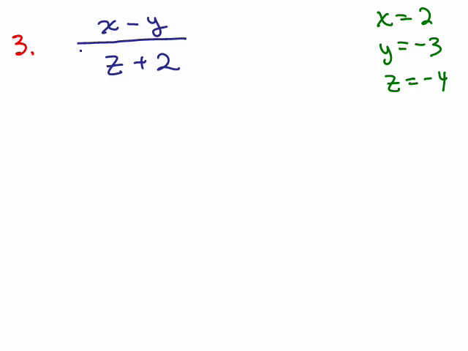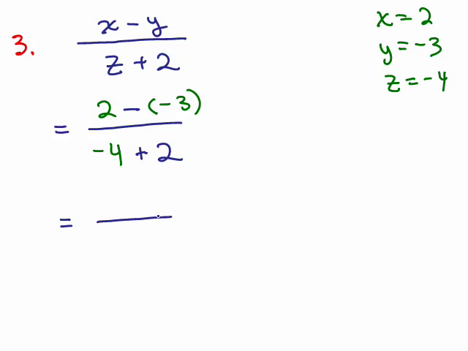We have x minus y all over z plus 2. So the first step here is to plug in the values again. So let's put in 2 for x, -3 for y, -4 for z, so we've made all of our substitutions. And then remember, you have to simplify the numerator and denominator separately. No canceling until you've completely simplified the numerator and denominator.